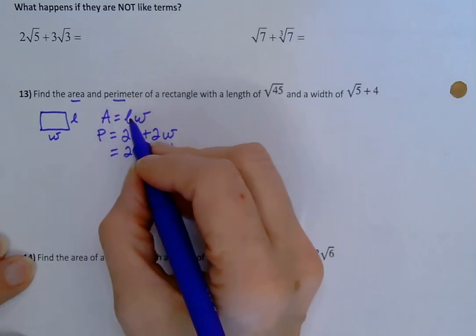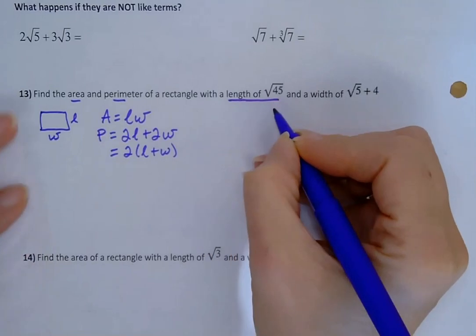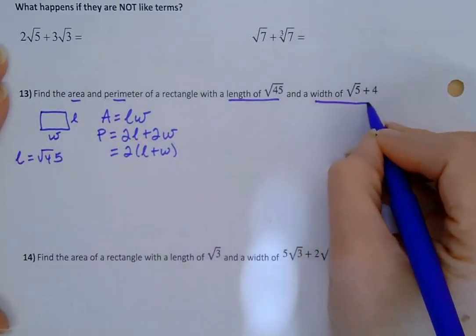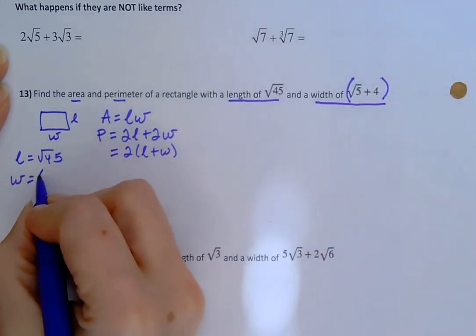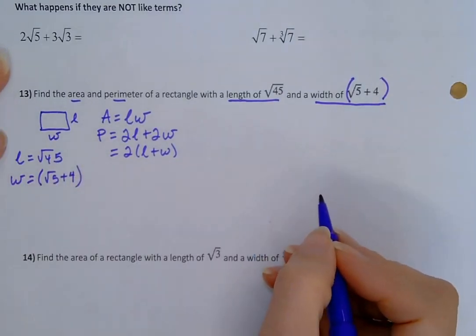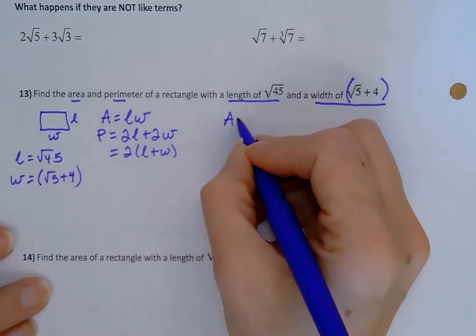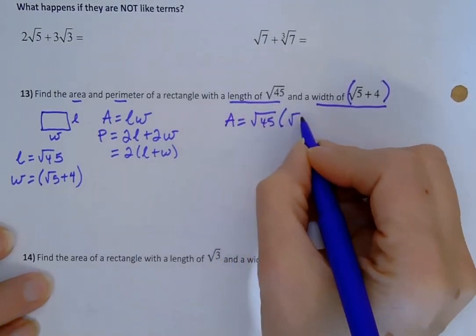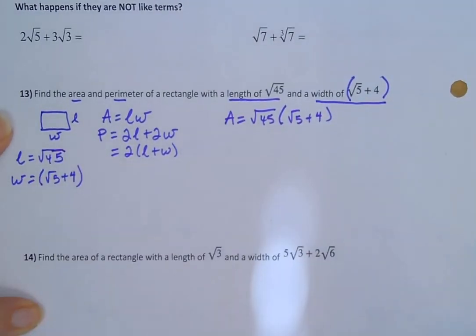So first we're going to find the area here. Pretty straightforward, but your length is square root of 45. Your width is all of this. It is the square root of 5 plus 4. So be careful that you're putting that in parentheses, square root of 5 plus 4, because you want to make sure that you are using that entire amount for your width. So if I want area, it's length times width, so it's square root of 45 times the square root of 5 plus 4. Okay, so I'm going to have some distributive property here.